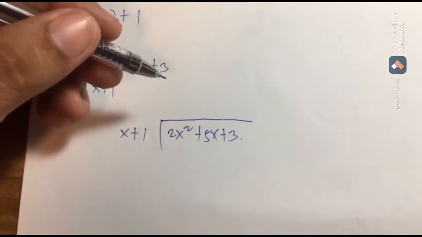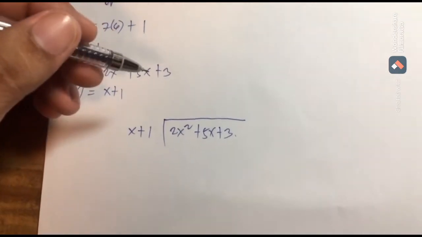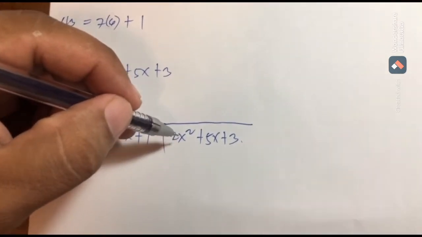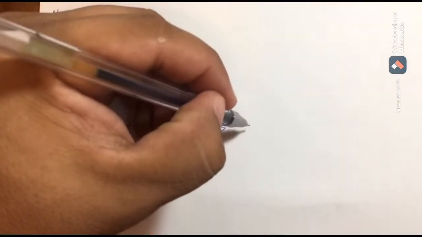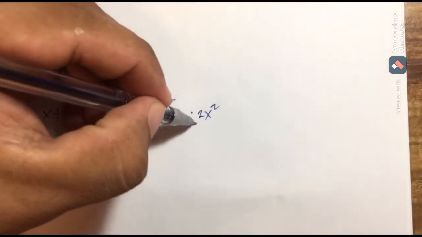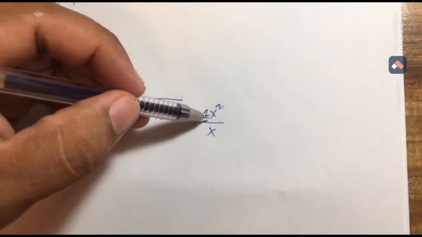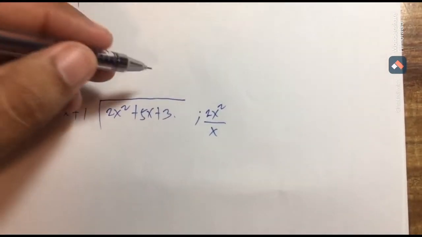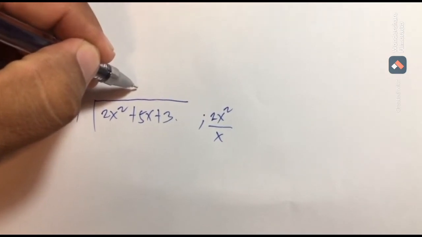After that, we can now start to divide our polynomials. How? The first term of the dividend must be divided by the first term of the divisor. So we have 2x squared here divided by the first term of the divisor. This is the first step. So 2x squared divided by x: 2 divided by 1 is 2. So we will put this as our first term of the quotient as 2.